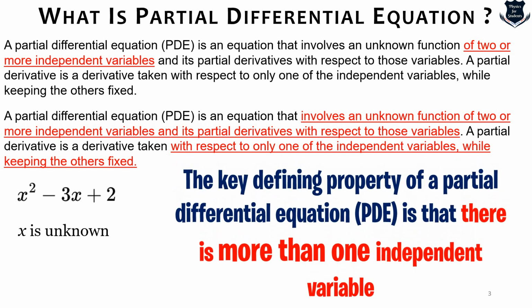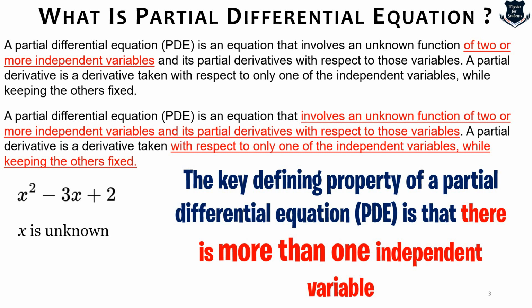Now the most striking feature is this one. The key defining property of a partial differential equation is that there is more than one independent variable, and this is something we are going to look at further with simple examples which will make understanding of PDEs simpler.